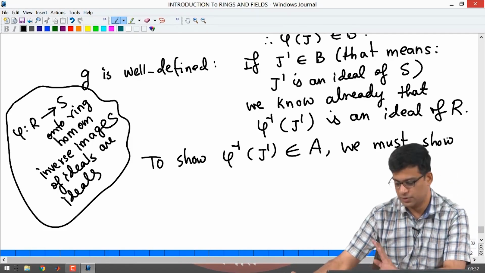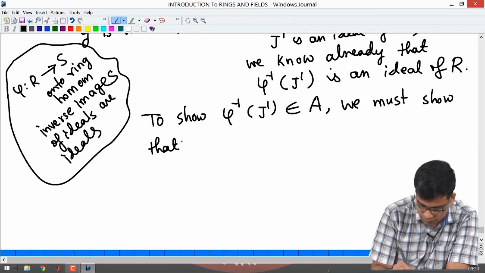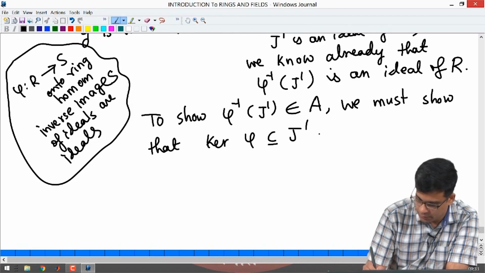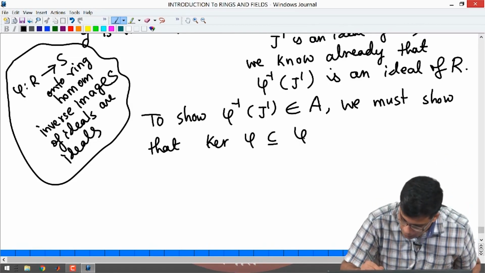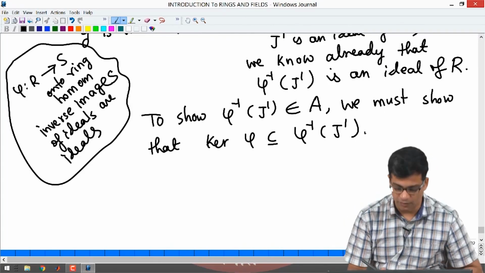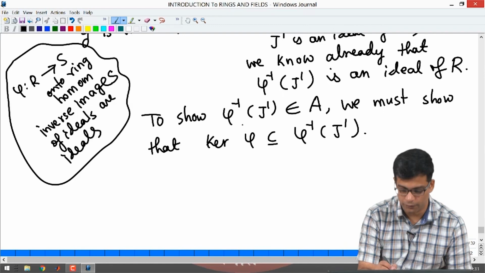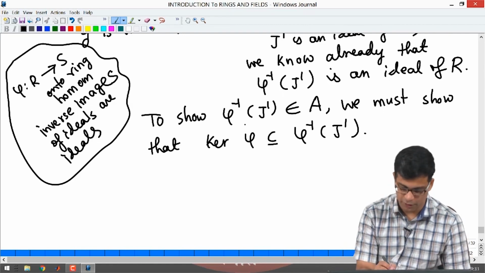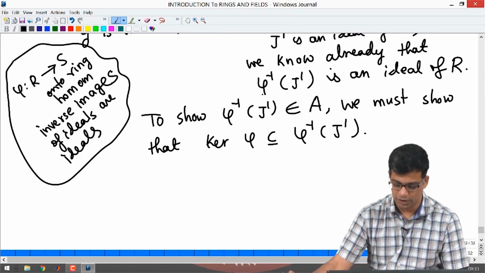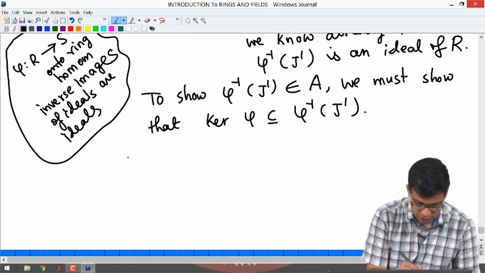that it is an ideal, which we have shown already. We must show in addition that kernel phi is contained in phi inverse J prime. Remember, capital A consists of all ideals of R that contain the kernel. So, to show that phi inverse J prime is in A, we need to show that kernel phi is in phi inverse J prime, and this is not difficult, because remember J prime is an ideal.